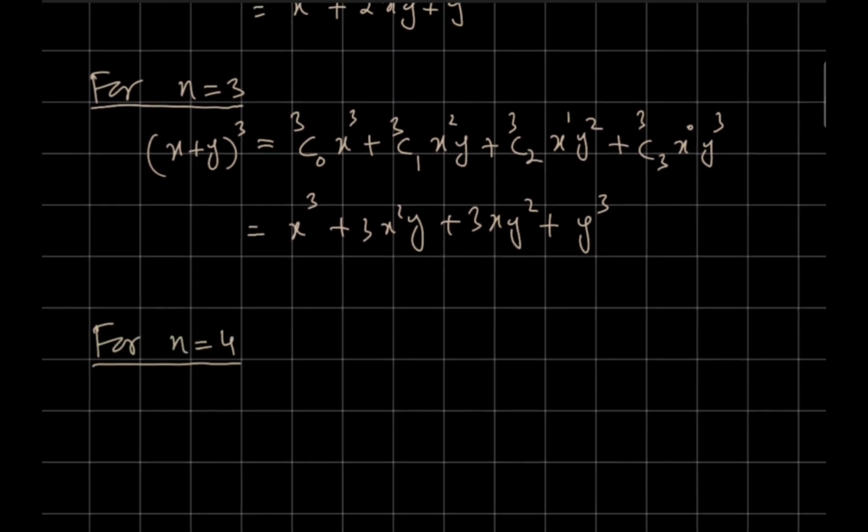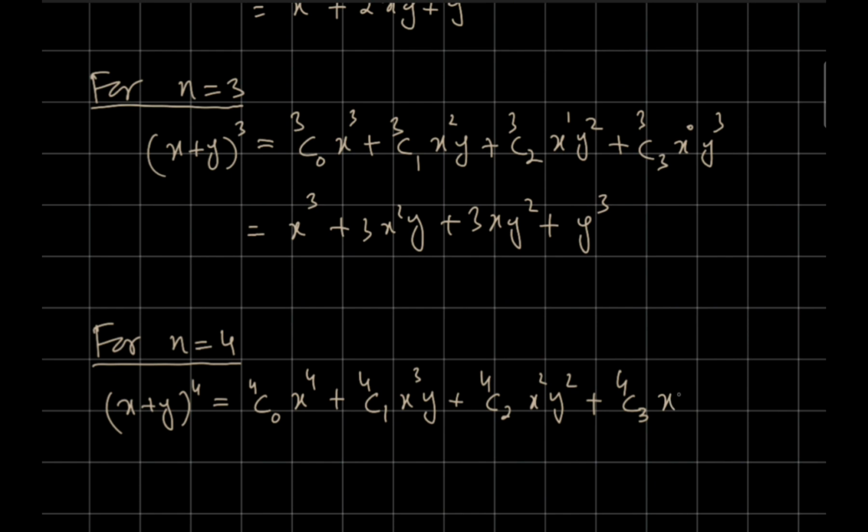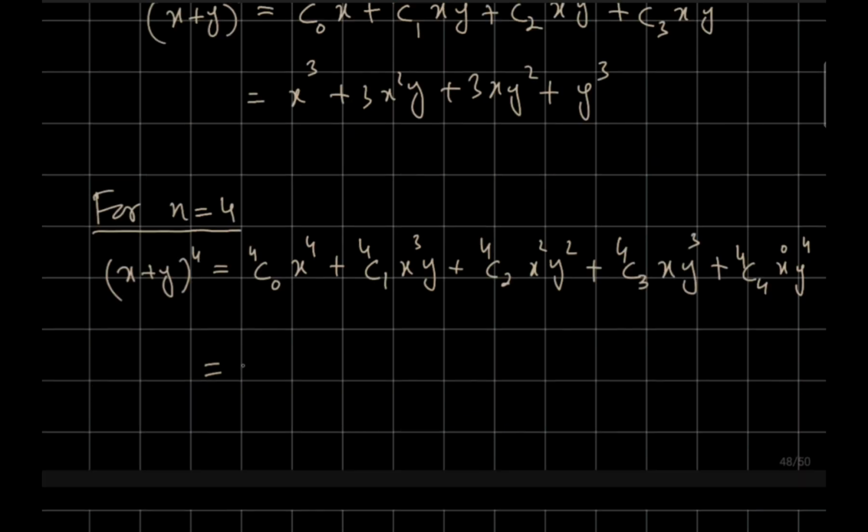So what will happen if I put n equal to 4? I will get 4C0 x^4, 4C1 x^3 y, 4C2 x^2 y^2, 4C3 x y^3, 4C4 x^0 y^4. I'll get x^4 + 4x^3 y + 6x^2 y^2 + 4xy^3 + y^4.